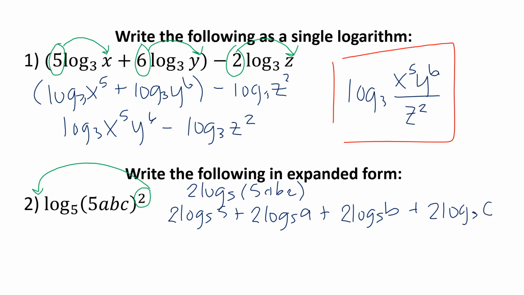So because A, B, and C are all being multiplied together, when you expand them out, we're using addition every single time. The only other thing that we can do is simplify this 2 log base 5 of 5. Log base 5 of 5 is actually just equal to 1.